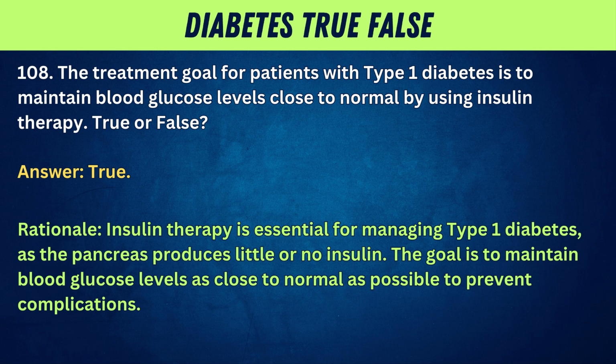108. The treatment goal for patients with type 1 diabetes is to maintain blood glucose levels close to normal by using insulin therapy. True or false? Answer: true. Rationale: insulin therapy is essential for managing type 1 diabetes, as the pancreas produces little or no insulin. The goal is to maintain blood glucose levels as close to normal as possible to prevent complications.